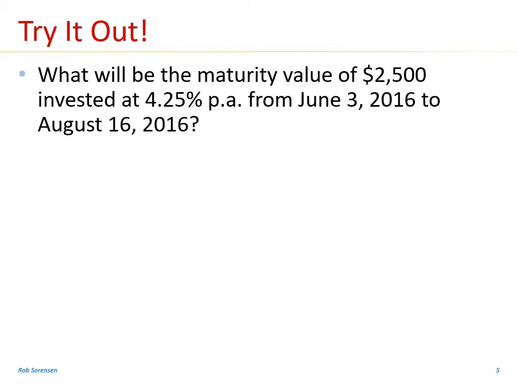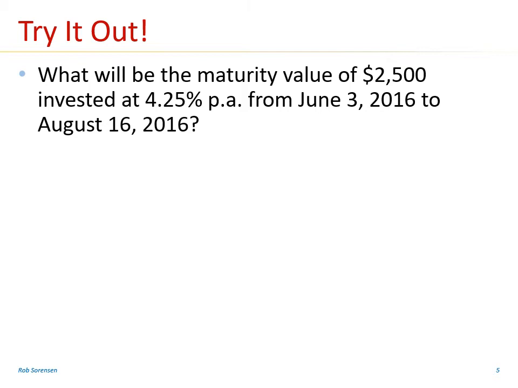Let's give you one to try out. What will the maturity value be of $2,500 invested at 4.25% per annum if we invest it from June the 3rd to August the 16th? This time I've given you dates to work with rather than just telling you what the days are. So that'll give you a little more practice on the date feature on your calculator as well. So go ahead and press pause, see if you can work this one out, and when you're ready, press play, and I'll go through it with you.